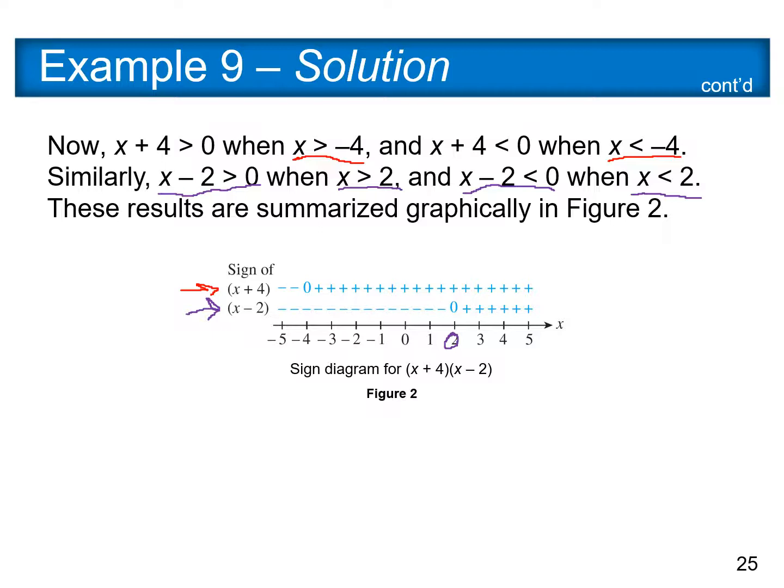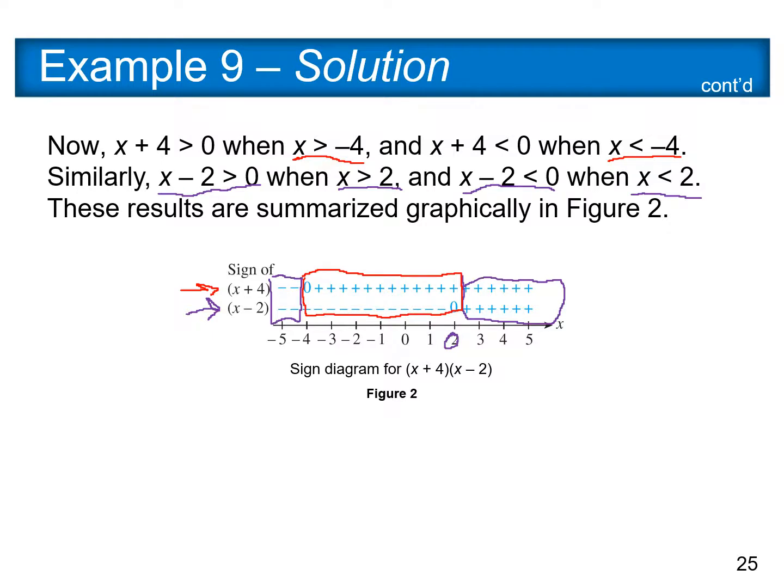Okay, so now I need to look for where the signs are opposite. Over here, they're both positive. That means the multiplication of them both would be positive. Over here, both of them are negative, but negative with negative would result in a positive number, and therefore cannot be the solution. So the solution will have to be, as you can see, between minus 4, not included, and 2, indicated by the red box.